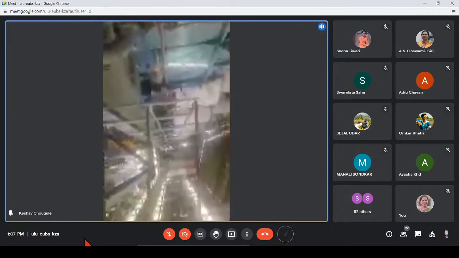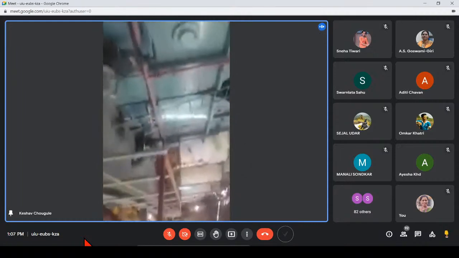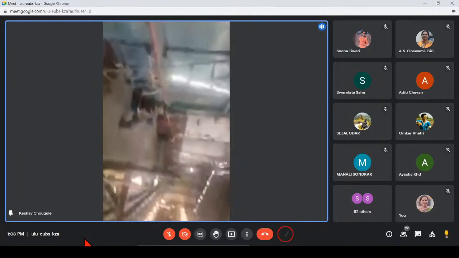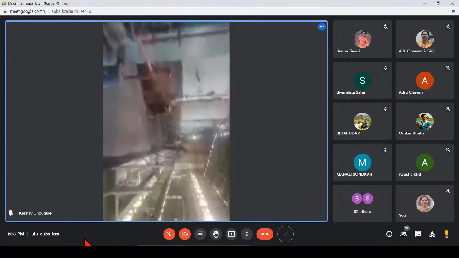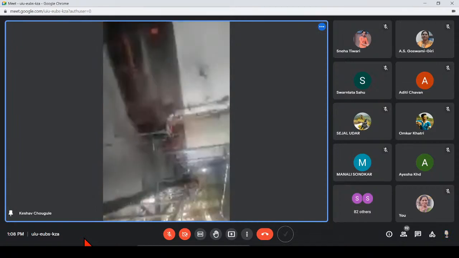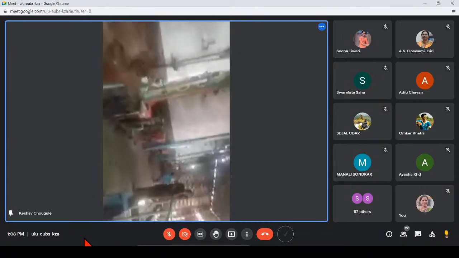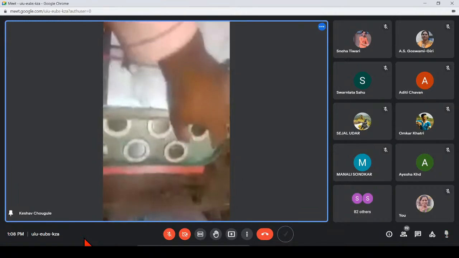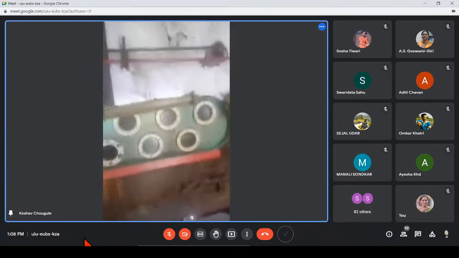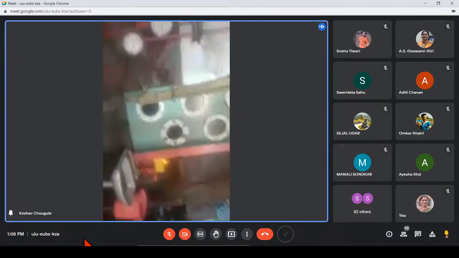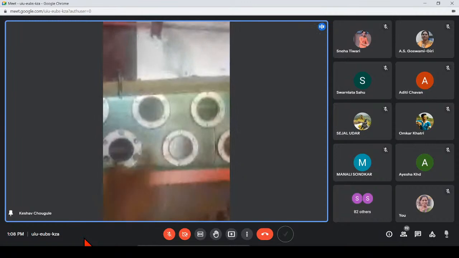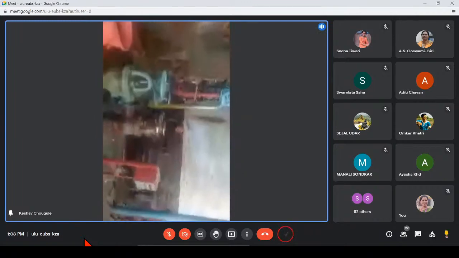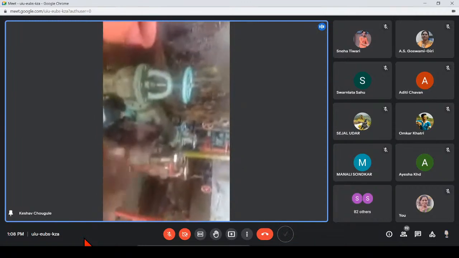See, now we reach the vacuum pans. This is the vacuum pans. On the vacuum pans, there is continuous checking of how sugar starts crystallizing inside. This is the vacuum pan in which the boiled juice is used.